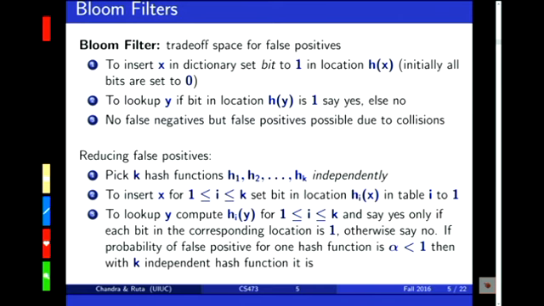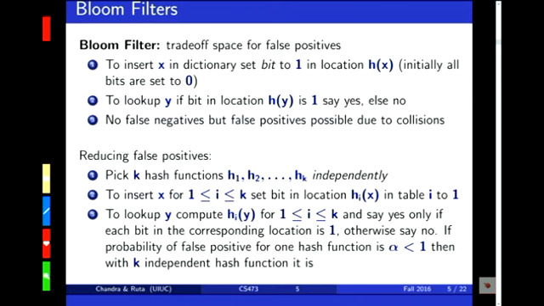Now, when I ask whether x is there or not, I compute all of these h_i(x) and check whether at each position I have 1, 1, 1, 1, 1. If I have 1, 0, I'll say no. If all of them are 1, I'll say yes. Now the error is what? Alpha to the 10. That is 1 over 2 to the 10.